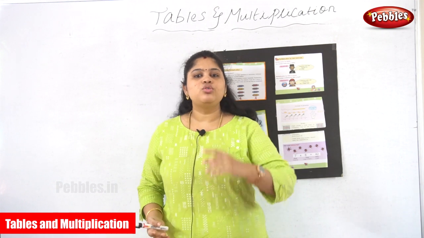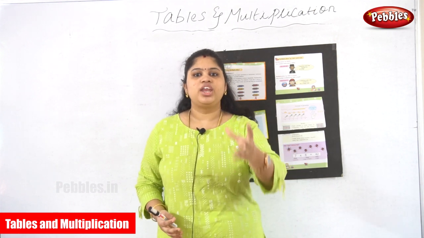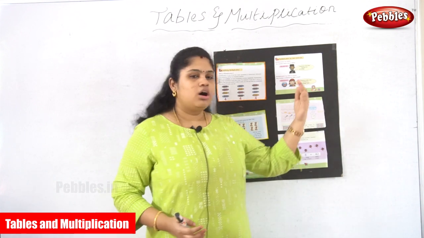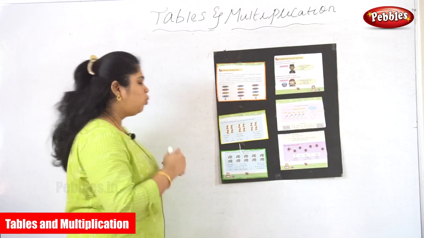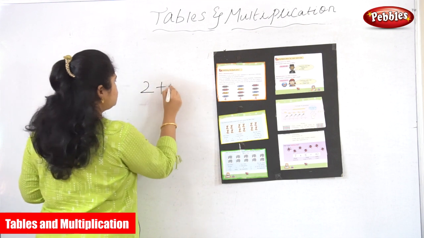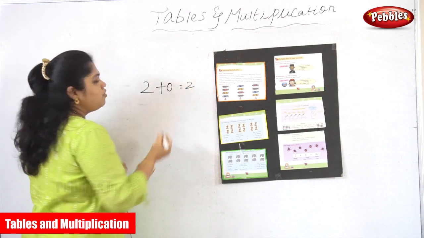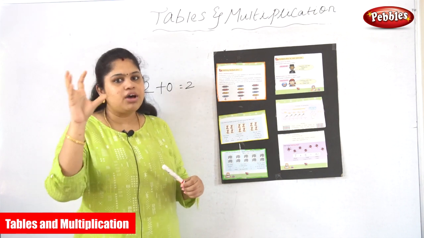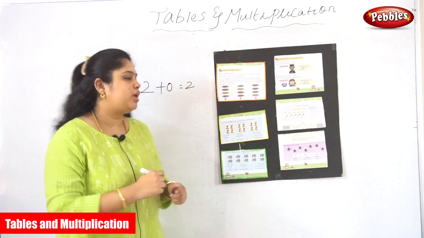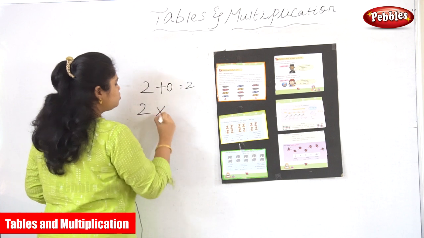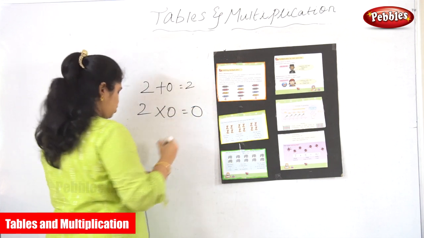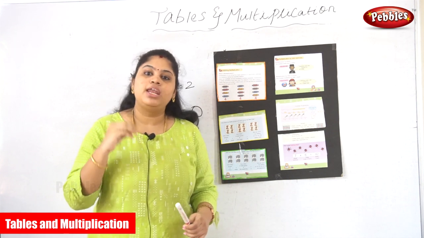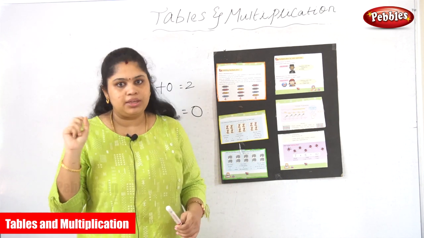When you are going to do multiplication very newly, you will face a lot of difficulties, isn't it? Before, you have studied 2 plus 0, isn't it? 2 plus 0 is equal to 2, whereas when it comes as multiplication, you will have a result of 0. When I say 2 into 0 is equal to 0, on the basic level itself you will feel difficulty in multiplication.